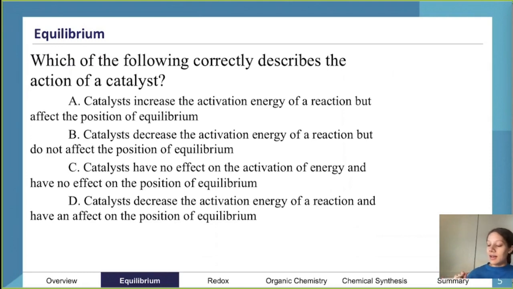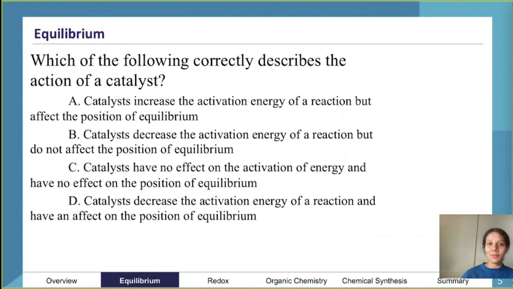We have no effect on activation energy and no effect on equilibrium position. Or we can have a decrease in activation energy and then have an effect on the position of equilibrium. So from this question, we've got two main components to think about. We have to think about what catalysts do for activation energy of a reaction and also for position of equilibrium. So the process here is that we want to think about what catalysts do.